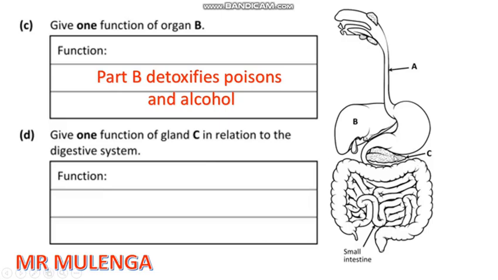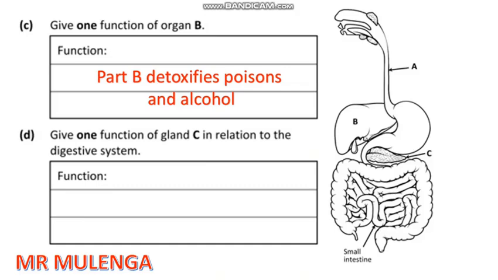So gland C, I've said this is the pancreatic gland. The pancreatic gland has functions that it plays in relation to the digestive system. One of its functions is that gland C produces a juice that we call pancreatic juice, and this juice contains digestive enzymes, which are used in the digestion of carbohydrates, proteins, and fats into smaller molecules that can be absorbed by the what?